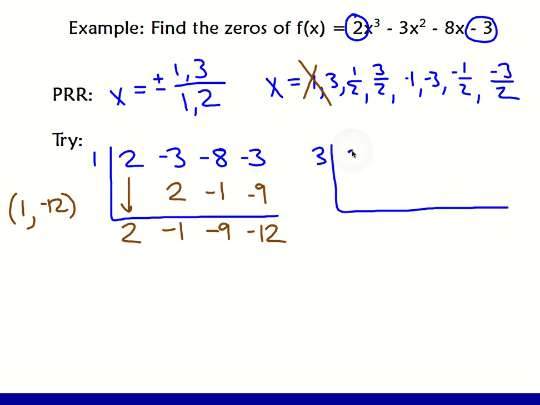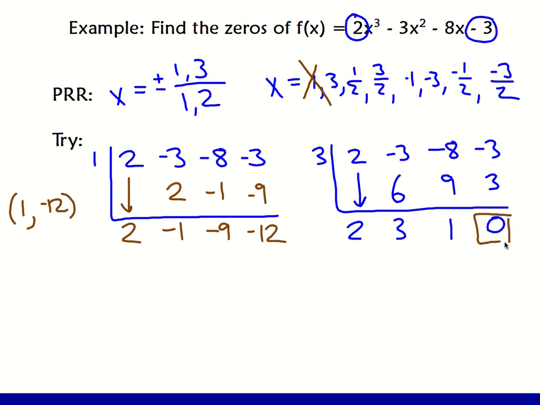So let's try x equals 3. 2, -3, -8, -3. Drop down, do your series of multiplying and adding. And in this case, ding, ding, ding, we get 0 for our remainder, which means that x equals 3 is a root or a zero or an x-intercept of this function. And so what I would have left, now that I've taken a cubic and divided a linear factor out of it, I would have a quadratic left, which is 2x squared plus 3x plus 1.